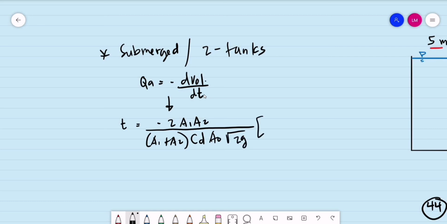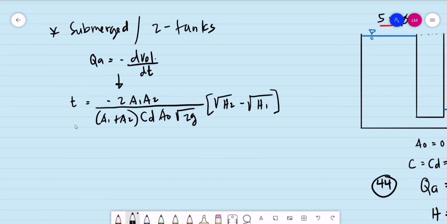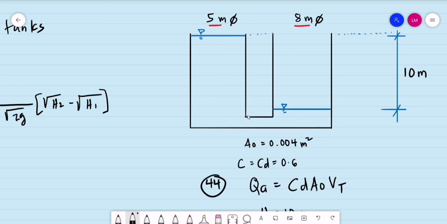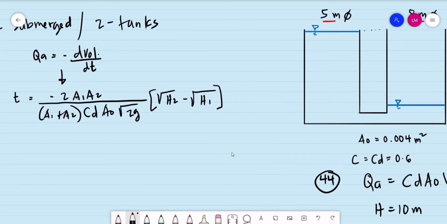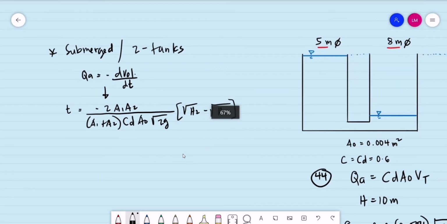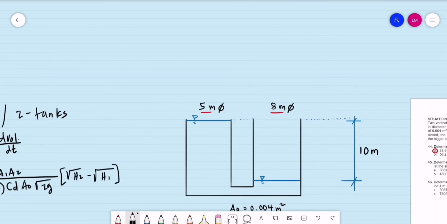This is to be multiplied by the square root of the final head, h sub 2, minus the square root of the initial head, h sub 1. Yan yung gagamitin natin na formula kapag submerged condition, which means parang paglabas ng tubig under water siya or under the liquid surface. Kapag dalawang tangke, ito yung equation na gagamitin natin.